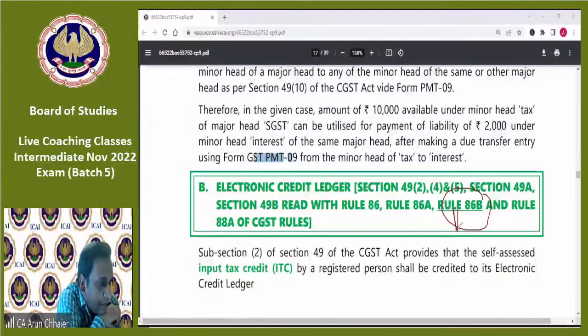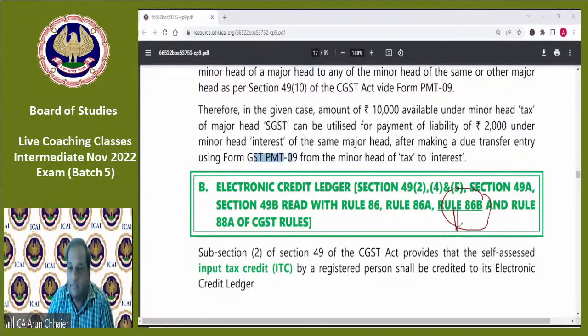Mansa, internet banking through authorized bank. Suppose a composition dealer does not have internet banking. Can he make the payment through banking channel? I mean to say, can an authorized bank make the payment on his behalf? Only 10,000. If his tax liability exceeds 10,000, he has to pay through RTGS, NEFT, internet banking. Over the counter, the maximum limit is 10,000.